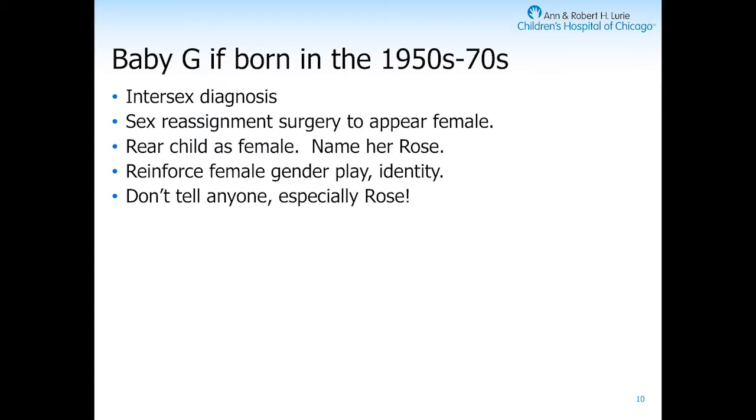All right, so if our baby had been born in the 50s to 70s, the baby would have been given what was called an intersex diagnosis and would have had sex reassignment surgery to appear female. We would have recommended to rear the child as a girl, name her Rose, something really girly, and reinforce female gender play, gender identity, and don't tell anyone, especially Rose. And this was all done, I want to make sure I'm clear, with the best of intentions. It was thought that this was the best thing for these children.